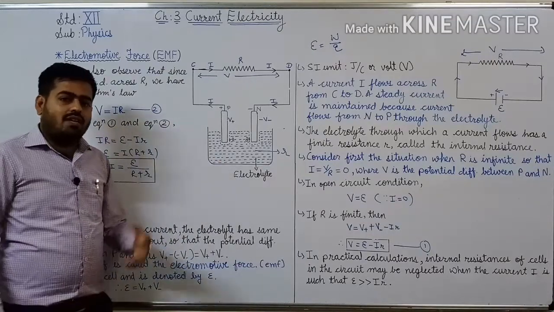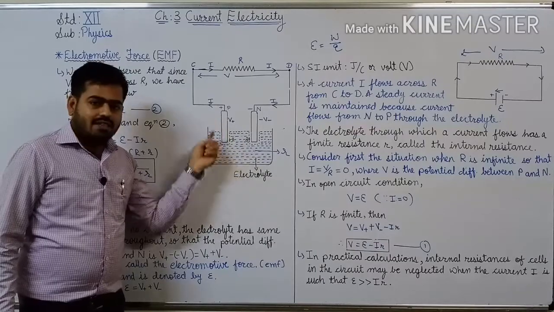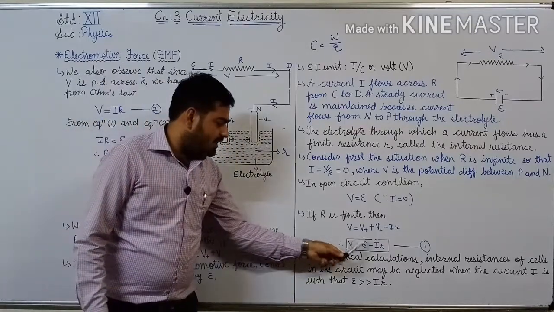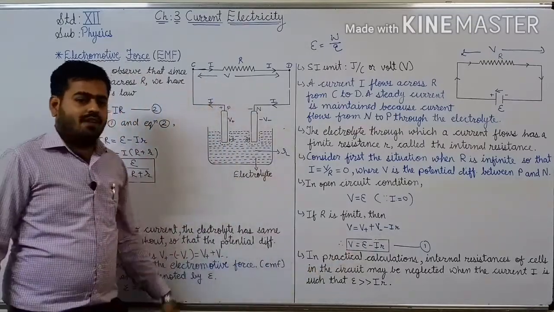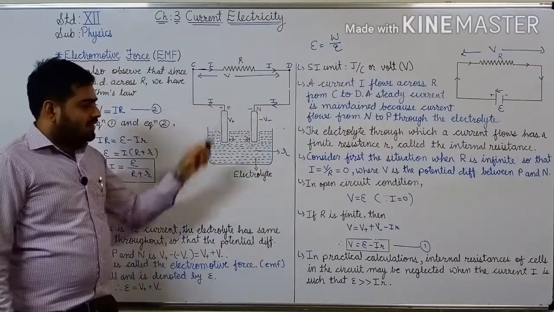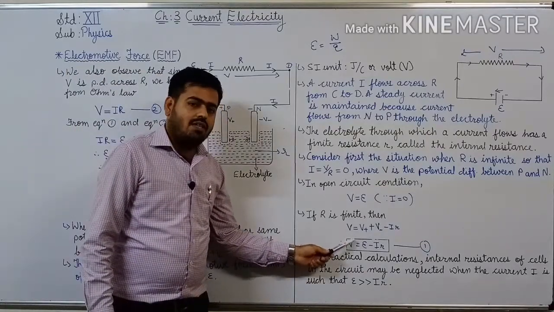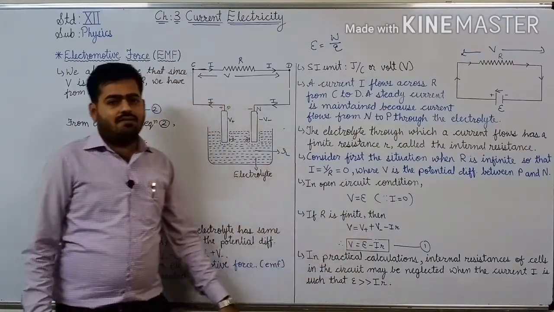Whenever we want to run any device through this electrolytic cell, at that time V is equal to E minus IR. Whenever we are using a battery or cell in any circuit and that circuit is working, the terminal voltage is equal to E minus IR.